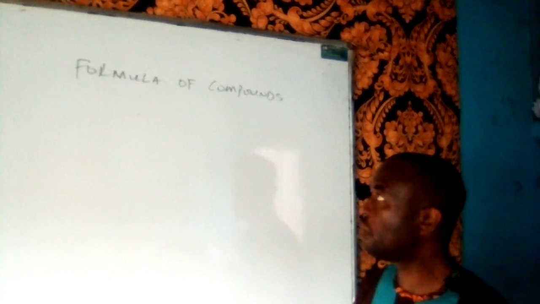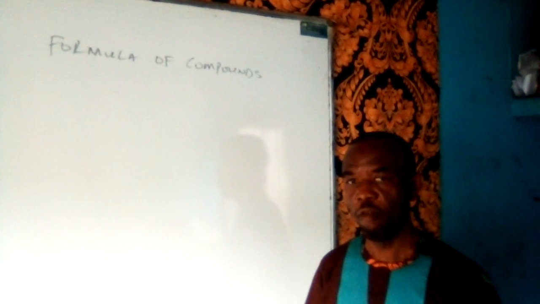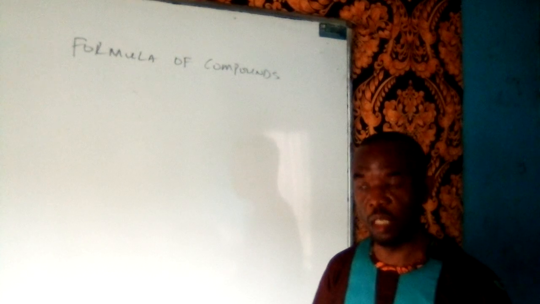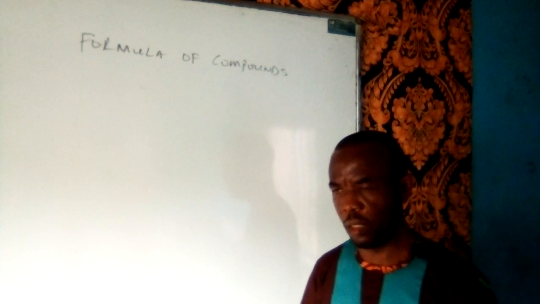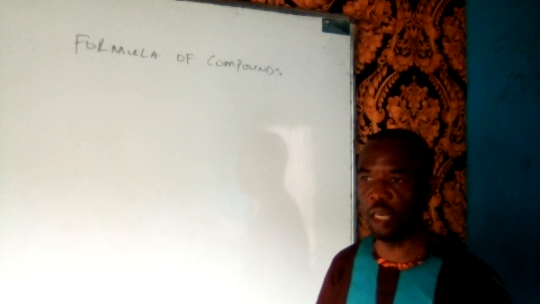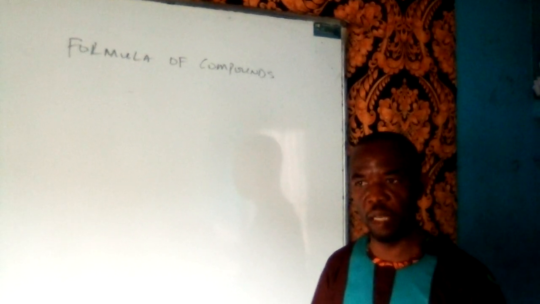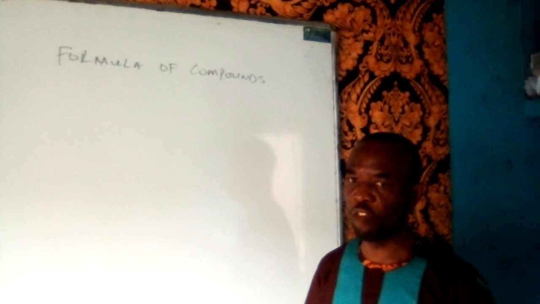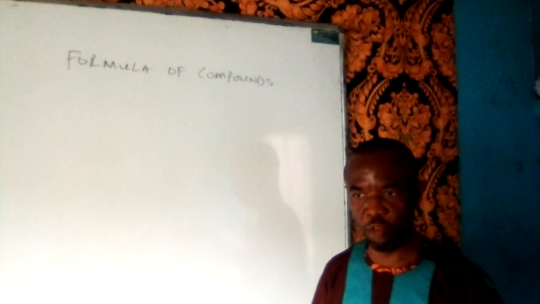Before we start on this topic today, first of all, we have to understand the meaning of the word compound. In chemistry, a compound is any substance which consists of two or more elements chemically combined. And one of the uniqueness of a compound is that a compound must have a chemical formula.